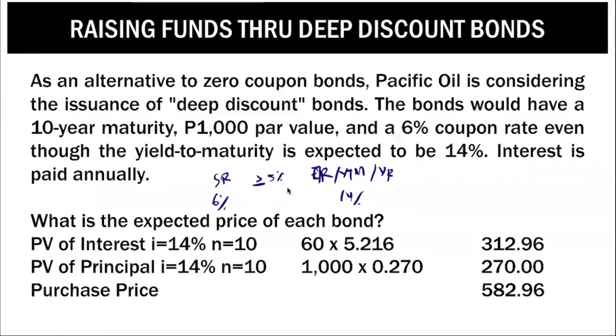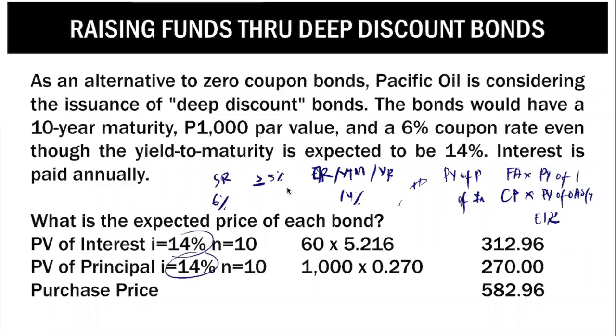So generally, we get the expected price of each bond. To get the price of each bond, we just need to get the PV of your principal and PV of interest. So the coupon payment multiplied by your PV of ordinary annuity of 1, and then the face amount multiplied by the PV of 1 using your effective interest rate. So our effective interest rate here is 14%.